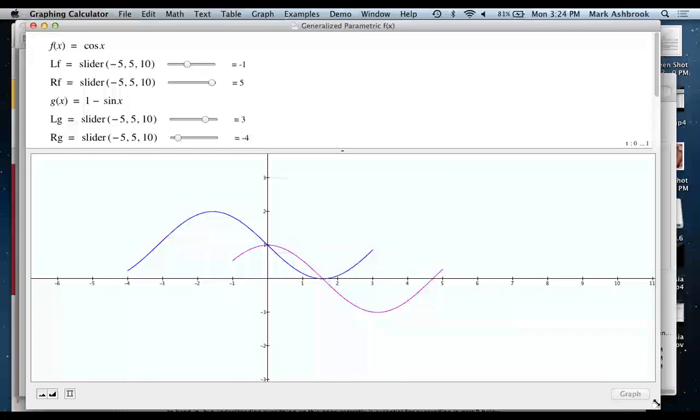So what might the LF be referring to? Left point, endpoint, endpoint of the f function, right? And then the right endpoint of the f function. Do the current values of LF and RF agree with what you're seeing?